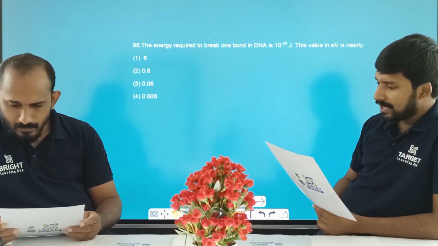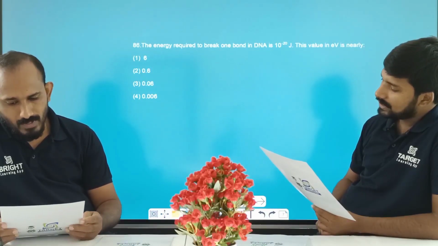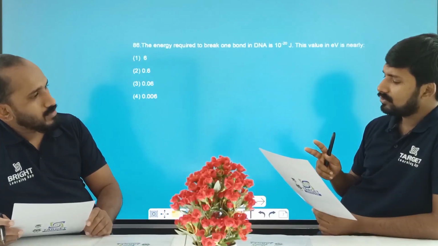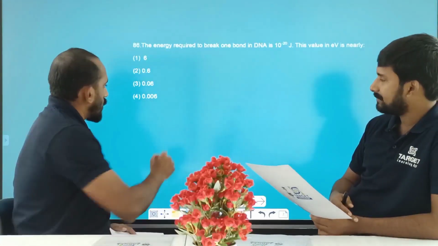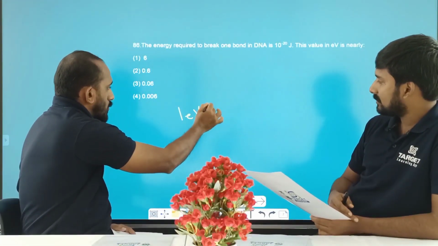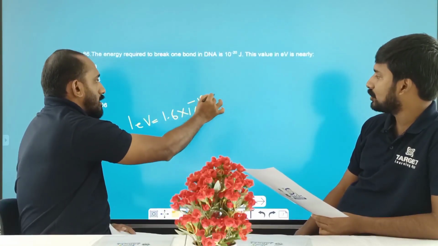The energy required to break one bond in DNA is 10 raised to minus 20 joules. This value in electron volt is nearly... You just want to find the unit conversion, from joule to electron volt. Simple. 1 electron volt is equal to 1.6 into 10 raised to minus 19 joules.